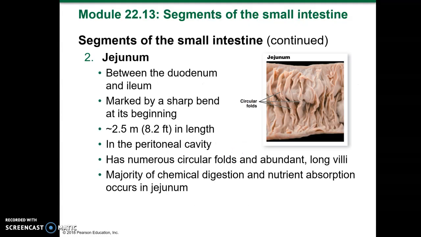The jejunum, which is between the duodenum and ileum, is marked by a sharp bend at the beginning, and is about 8.2 feet in length. It's in the peritoneal cavity. It has many circular folds and abundant long villi. Because of that, you might realize absorption is very important here. This is where the majority of chemical digestion and nutrient absorption occur.